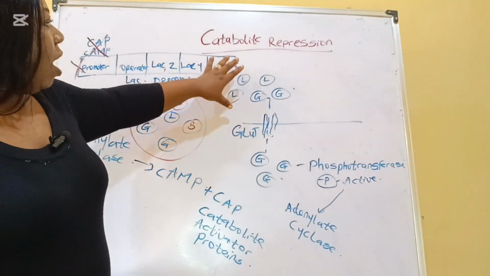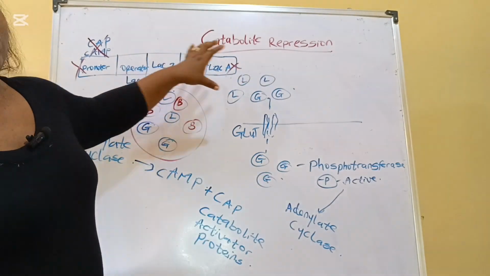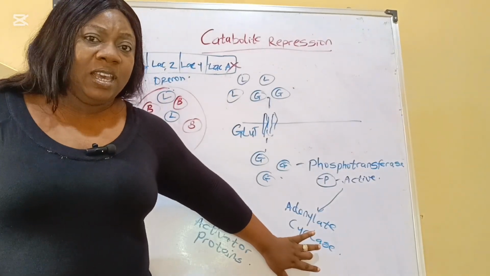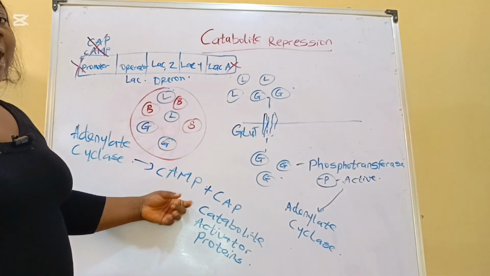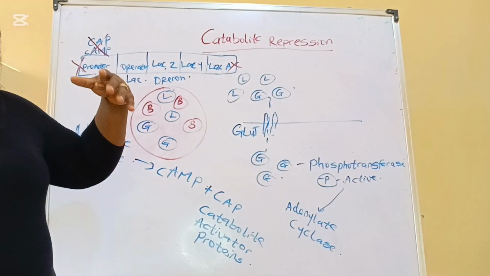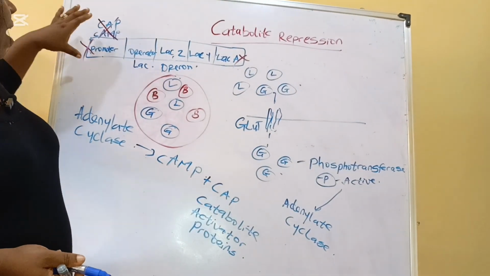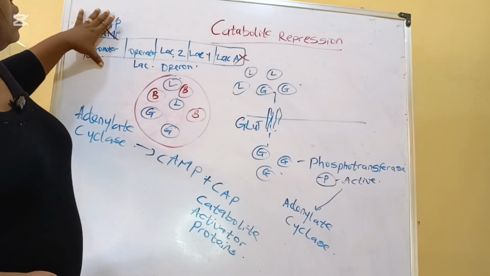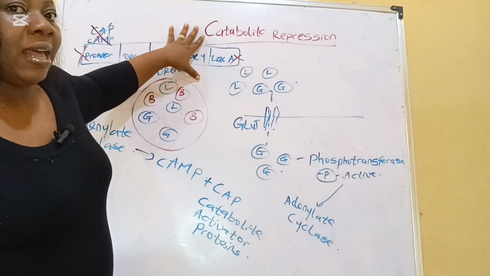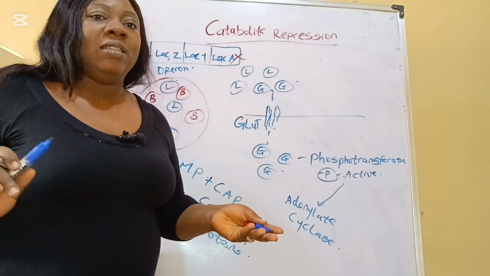So in catabolite repression, we inhibit the expression of these genes, and we do that by inhibiting adenylate cyclase. When adenylate cyclase is inhibited, there will not be production of cyclic AMP. And when cyclic AMP is not being produced, it cannot join with CAP and activate this promoter. So far as this promoter remains inactivated, this system will not work. So this system is closed down like that. Then the cell will be making use of the glucose that is present.